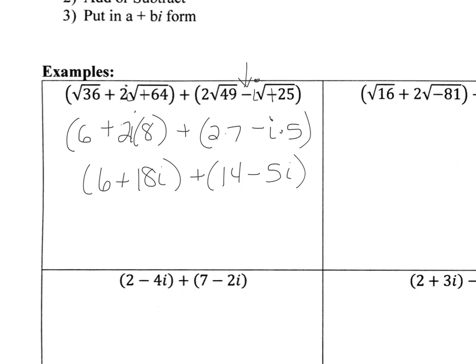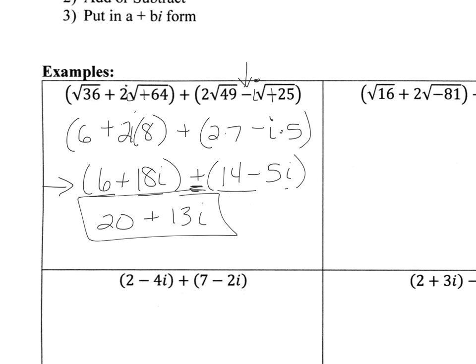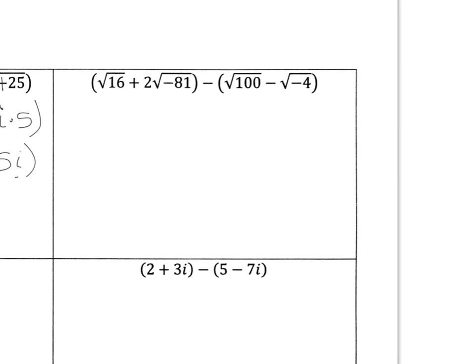Okay, then you simply combine like terms. We're adding here, so 6 and 14 are like terms. 18 and negative 5i are like terms also. So plus 13i. You can put this into your calculator right away, but you know, we like math.